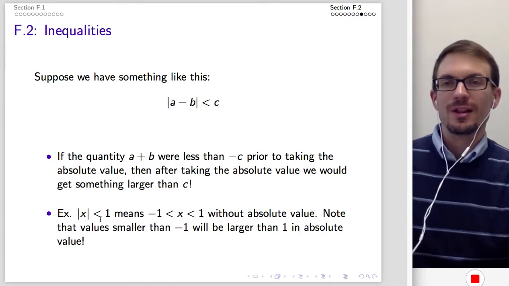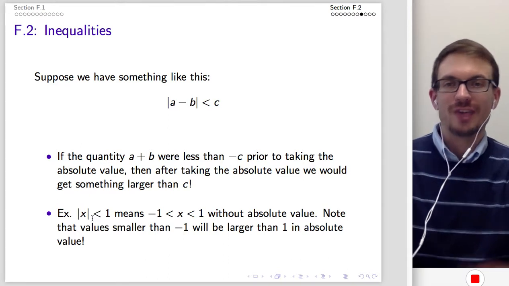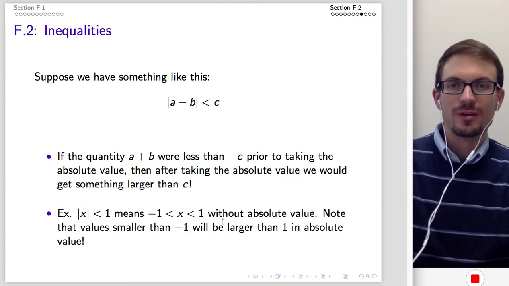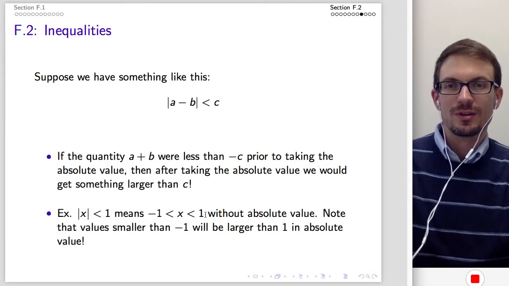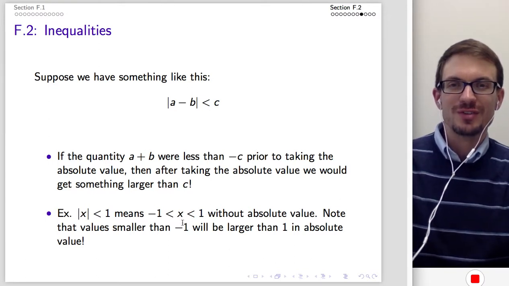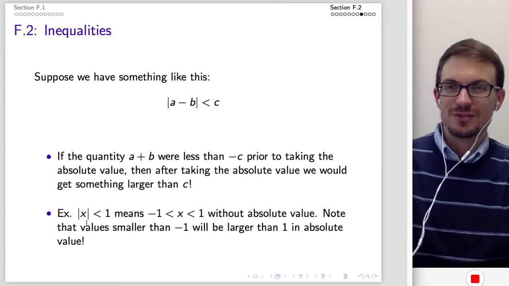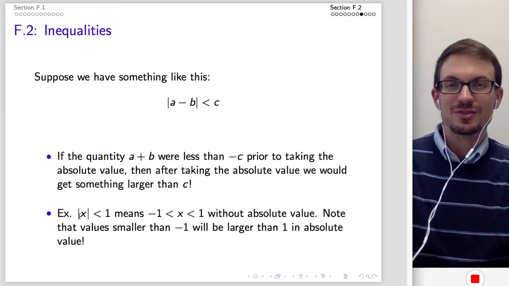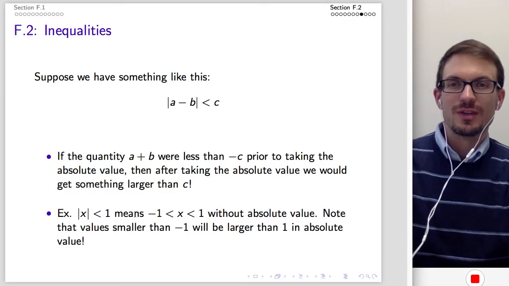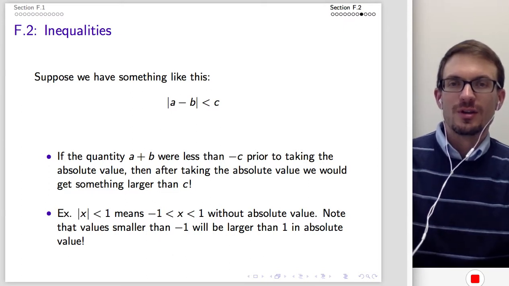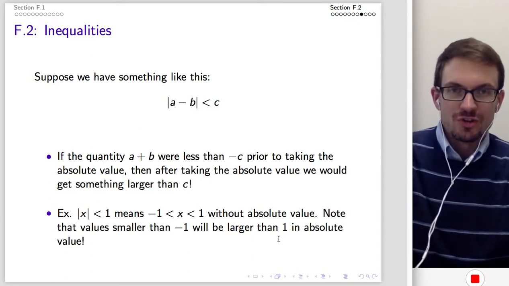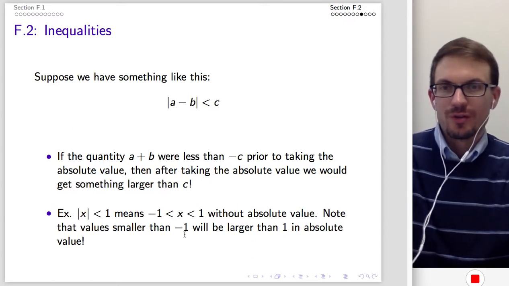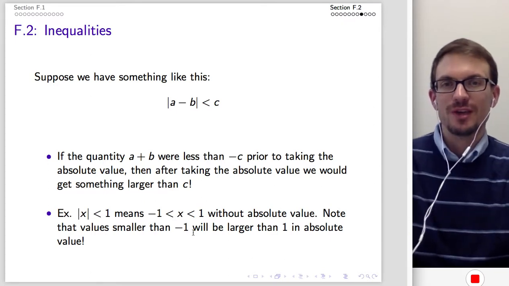So here's an example. Absolute value of x is less than 1 tells us that x has to be between negative 1 and 1 without the absolute values. All right, so let's try some values. Let's try 0. Absolute value of 0 less than 1? Sure. What about absolute value of negative 2? Ooh, in absolute value, it becomes positive 2. That's not less than 1, right? So note, values smaller than negative 1 will be larger than 1 in absolute value. Just like our example of negative 2. Negative 2 is smaller than minus 1, so it is larger than 1 in absolute value. It's 2 in absolute value.